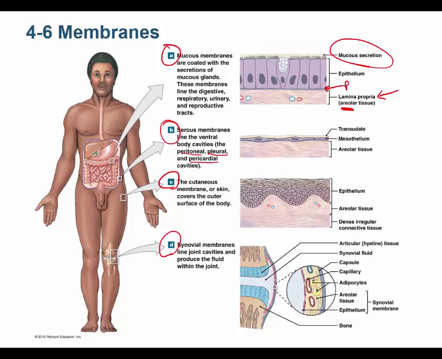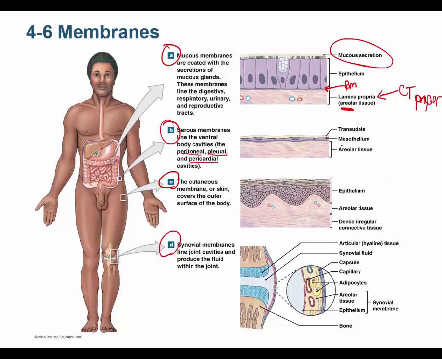There's the basement membrane. Remember, the basement membrane has a lamina lucida made by the cell above it, and a lamina densa made by the fibroblast below it. Well, where do fibroblasts exist? Connective tissue proper. And is loose connective tissue a type of connective tissue proper? You bet. And areolar tissue is a type of loose connective tissue. So that's the mucous membrane.